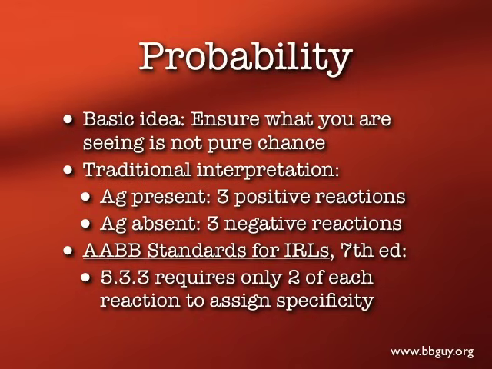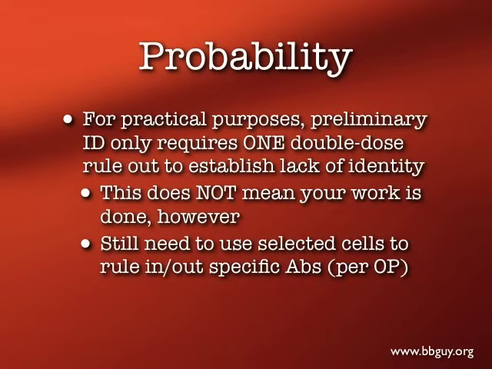However, the standards for reference laboratories that you see listed there only require 2 of each reaction to assign specificity. So different laboratories will take different approaches, and I'm not going to argue either way about it. Either way, you have to do your best to ensure statistical significance. Bottom line for me is that for practical purposes, if you're doing these, even in the real world, but absolutely on a test, preliminarily IDing only requires 1 double dose rule out to establish lack of identity. It doesn't mean in the real world your work is done. You have to do additional cells to rule in or rule out specific antibodies.